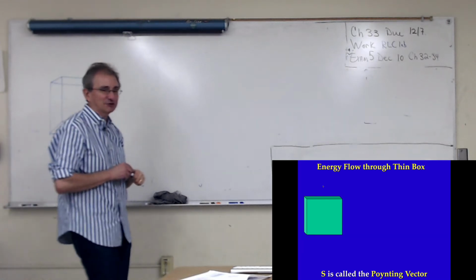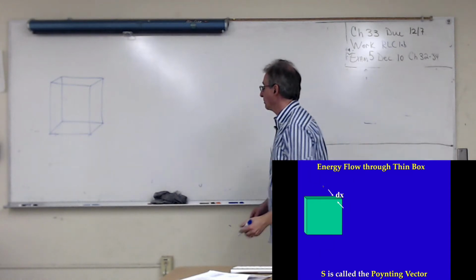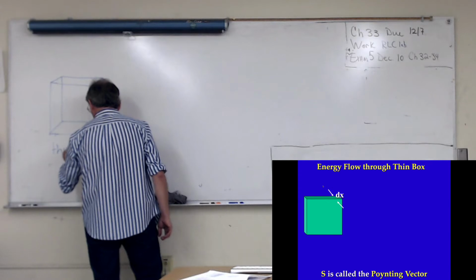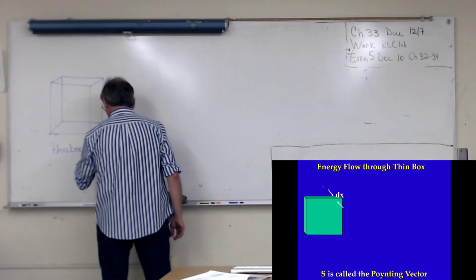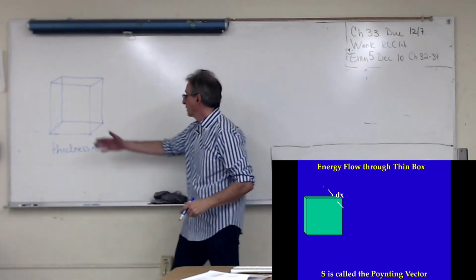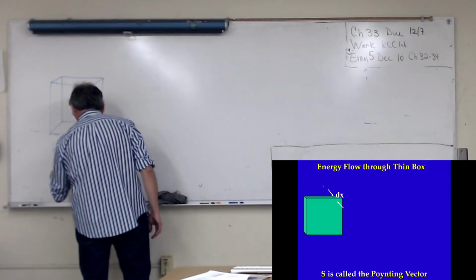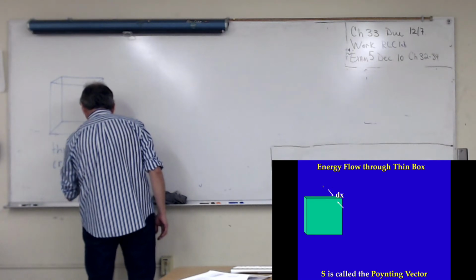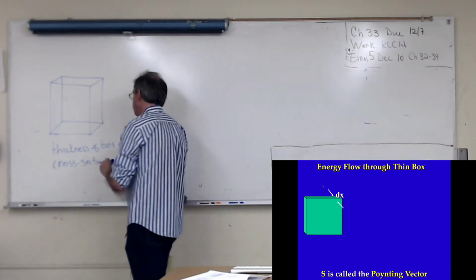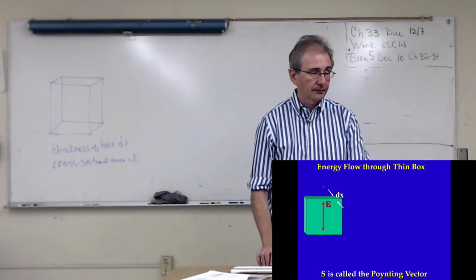Okay, I didn't draw it there. It's not very thin, but okay. I'm going to make the thickness of the box dx. This area we'll call A. And energy is coming out of the box towards us. Okay?